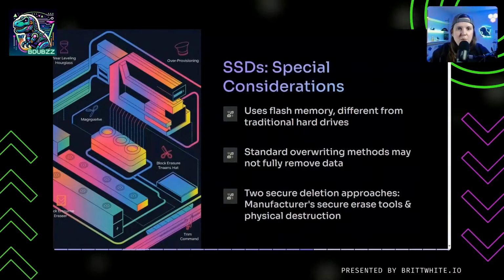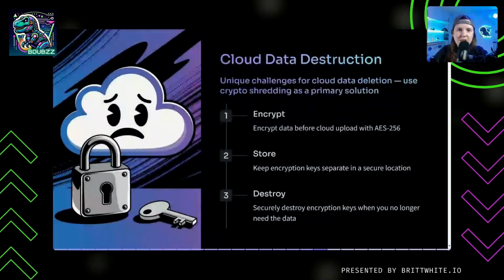But what about data stored in the cloud? You obviously can't just walk into a data center and start smashing hard drives. Cloud data presents unique challenges for secure deletion. This is where crypto shredding becomes incredibly valuable. You encrypt your data before you upload it to the cloud with strong encryption, like AES 256. And then you securely destroy the encryption key when you no longer need the data. This makes the data effectively unrecoverable. Even though the cloud provider still technically has the encrypted files, it's just scrambled information that can't be decoded without the key.